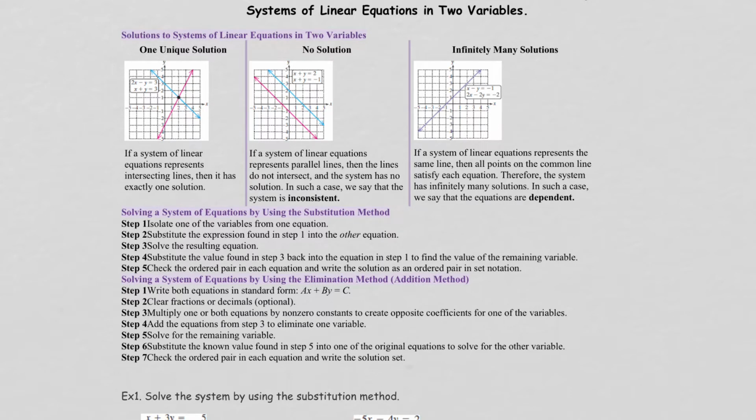We're going to use two different methods to solve a system of linear equations with two variables. The first one is called the substitution method. The other one is the elimination method, or we could say the addition method. Using examples, I'm going to show you how each works. So for the first one, let's use the substitution method to solve.